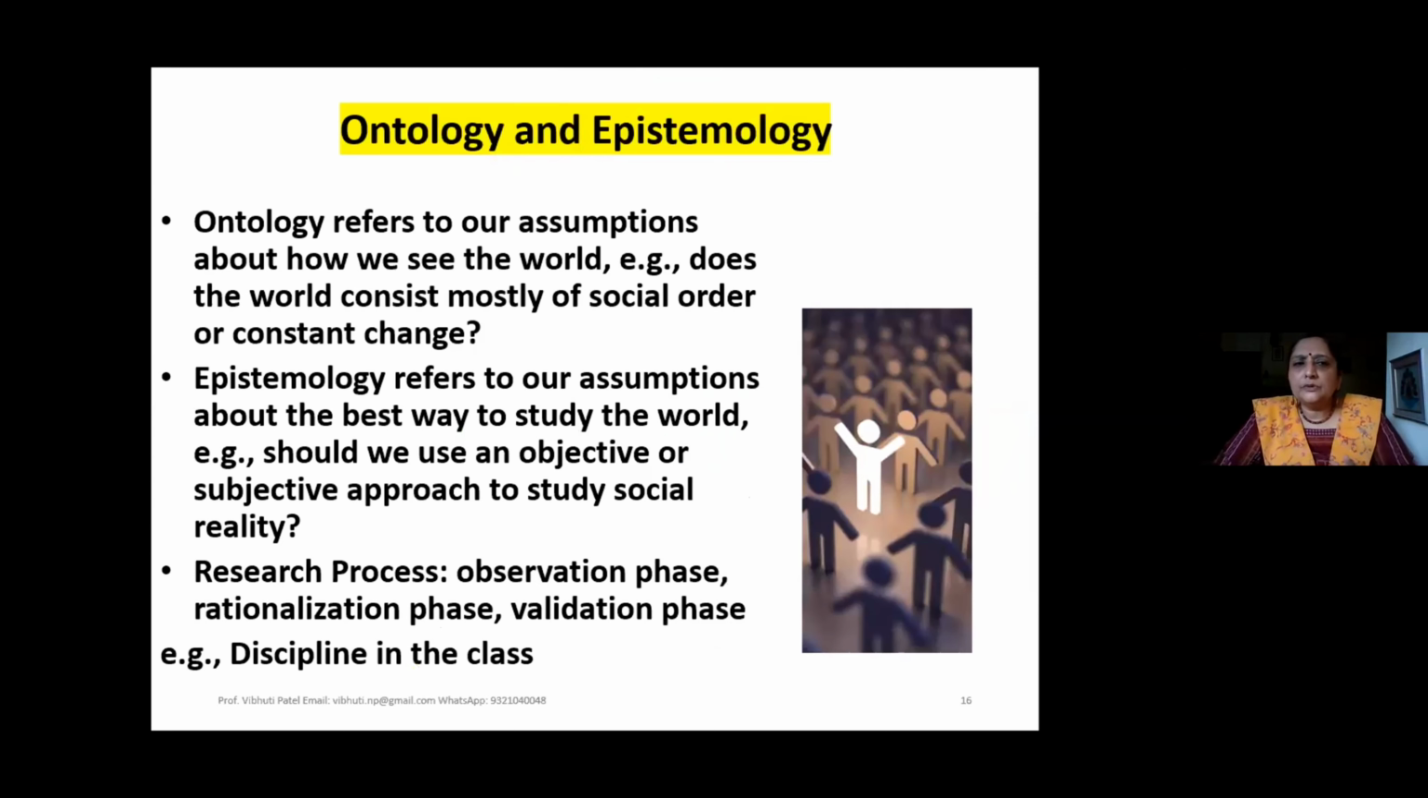Now, the two things you need to understand. One is ontology. What is ontology? It refers to our assumptions about how we see the world. Does the world consist mostly of social order or constant change? Is your society changing or stagnant? Second aspect is that of epistemology. Epistemology refers to our assumption about the best way to study the world. What kind of tool, what kind of vision, what kind of concepts, what kind of analytical formulations do we use? Should we use an objective or a subjective approach to study social reality?